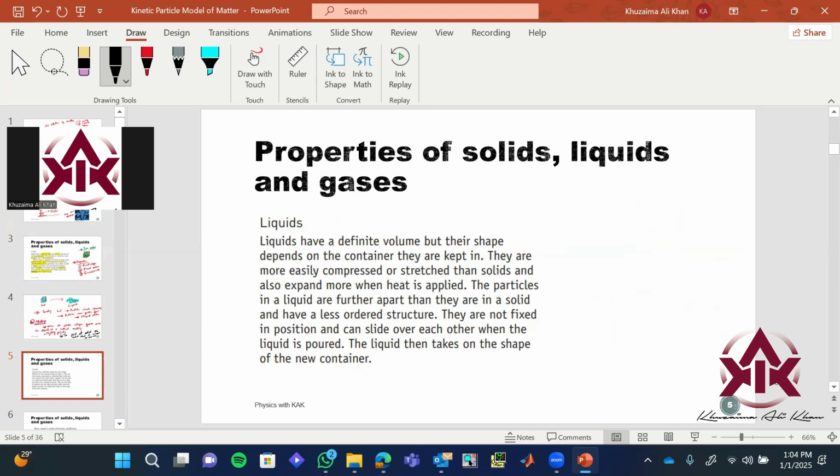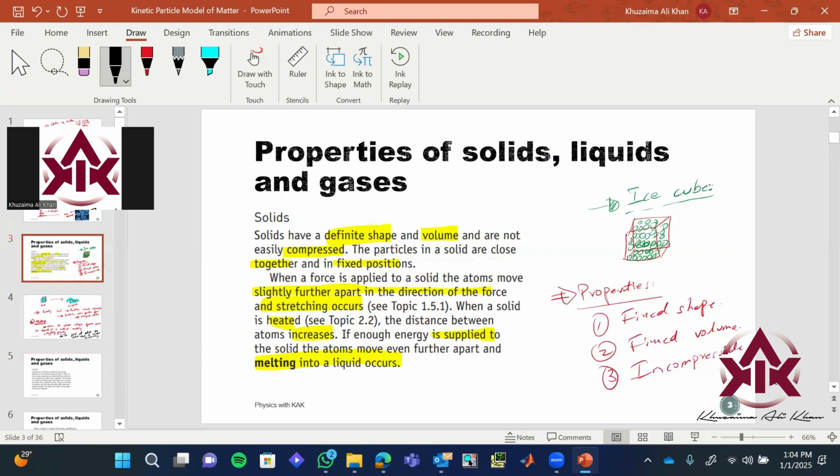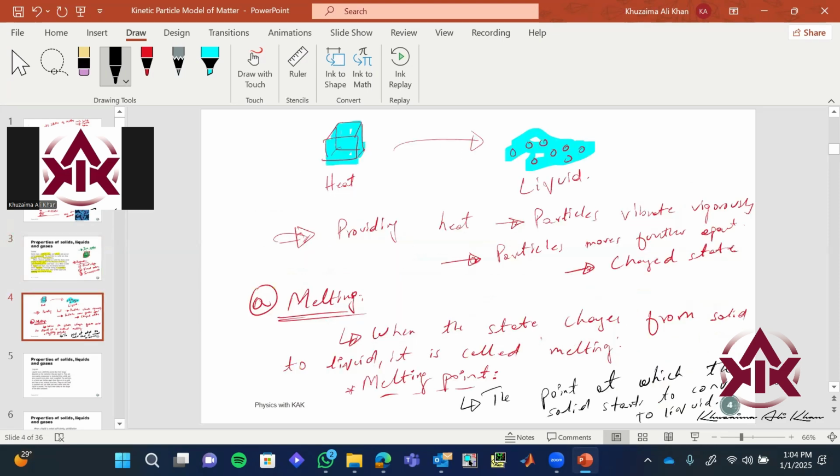Now we have liquids, right? So now you have finished solids, you have studied their properties, you have studied their structure, and we have also studied the first change of state, that is called melting.